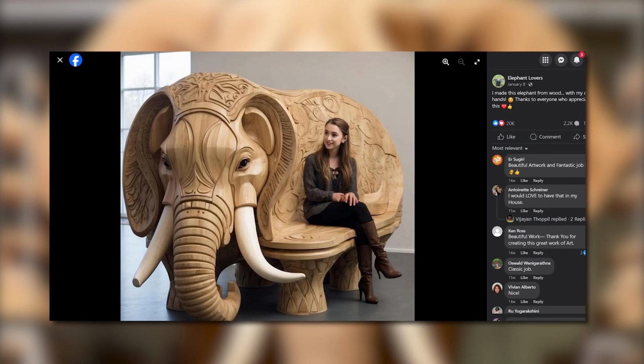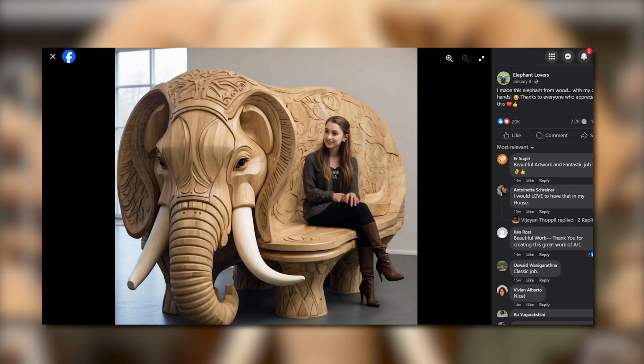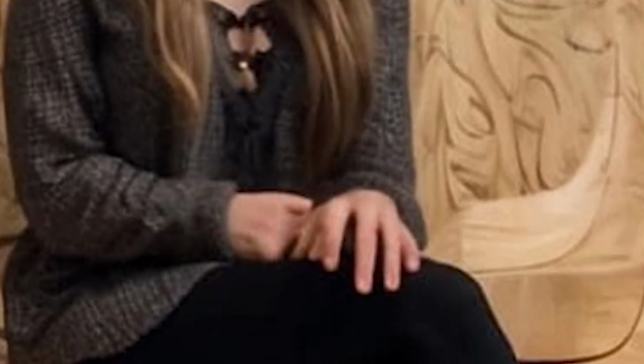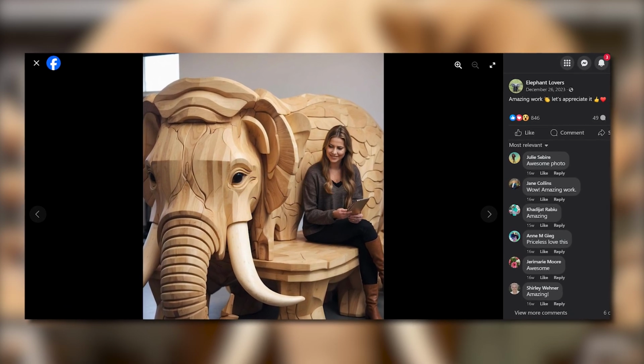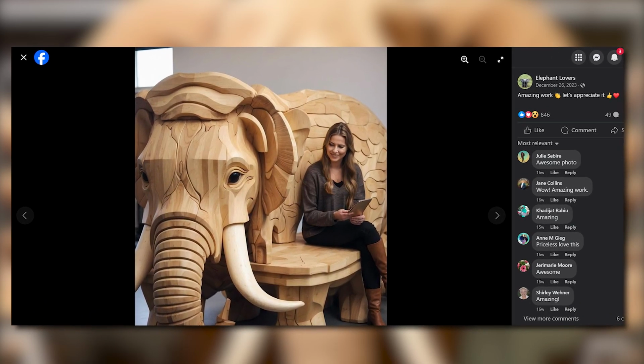Whoopsie. I made this elephant with my own 2 hands. Yeah, sure you did. You're talking about these hands, right? Wow, pretty impressive considering one has 6 fingers and the other is a blurry mess. I made this elephant with my own 2 hands. Hey, wait a second. This is the same, but, huh?